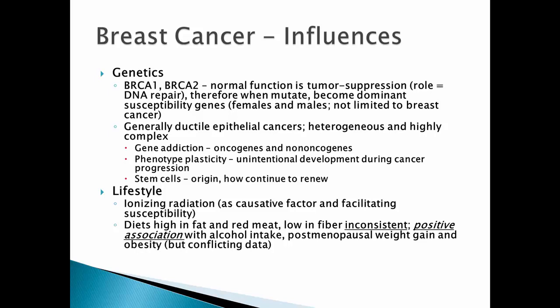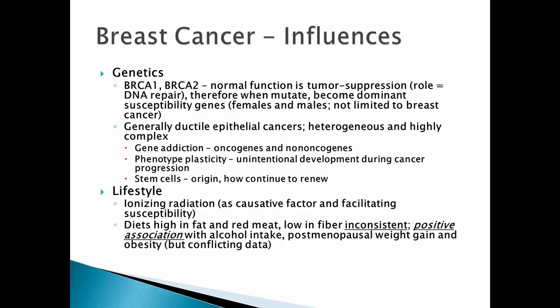The last two influences in breast cancer include genetics and lifestyle. Now, we've heard a lot for a number of years about two gene mutations, breast cancer 1 and breast cancer 2. Remember that BRCA1 and BRCA2, the normal function of those substances is tumor suppression. So when they mutate, they become dominant susceptibility genes in both females and males. And remember, this is not limited to breast cancer. We talked about it in the cancer lecture when we talked about prostate cancer, and we'll mention it again when we talk about prostate cancer at the end of this lecture.